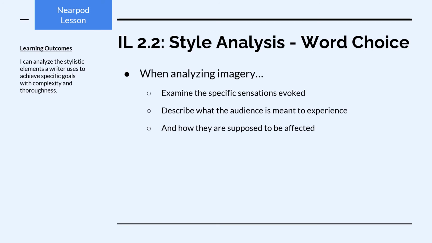Once you've identified the specific kind of imagery you're looking at, you should next examine the specific sensations that the sensory language actually evokes. Describe what the writer is meaning the audience to experience when they read that sensory language, and how they're supposed to be affected by it. What they're meant to see, what they're meant to hear, what they're meant to smell, and also all the associated feelings that go along with those physical sensations.